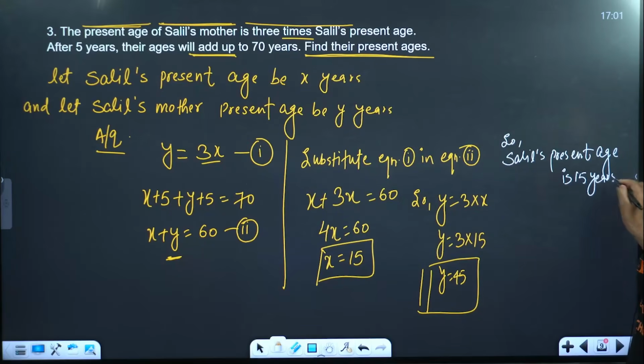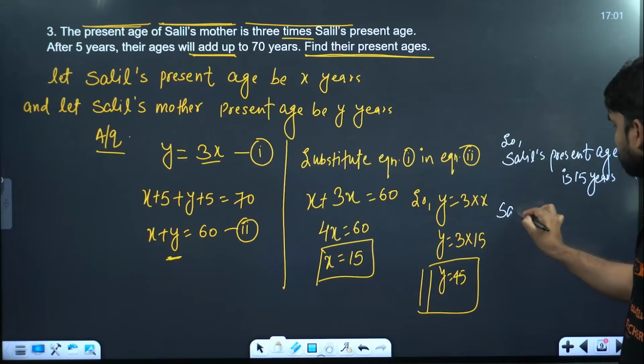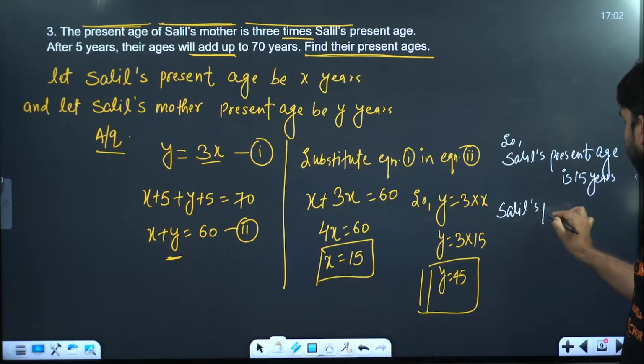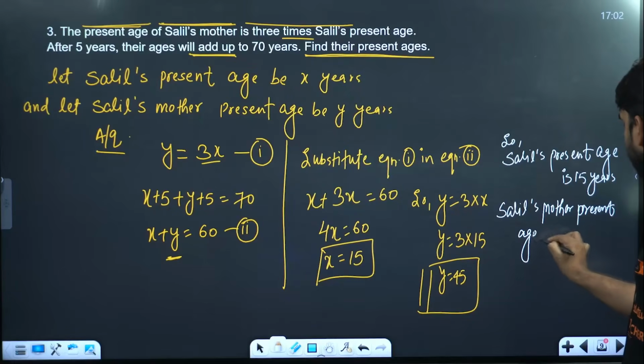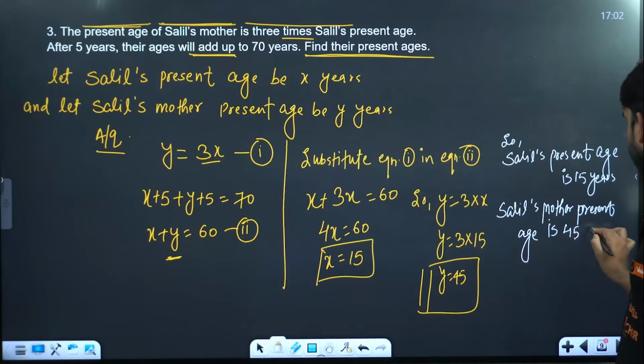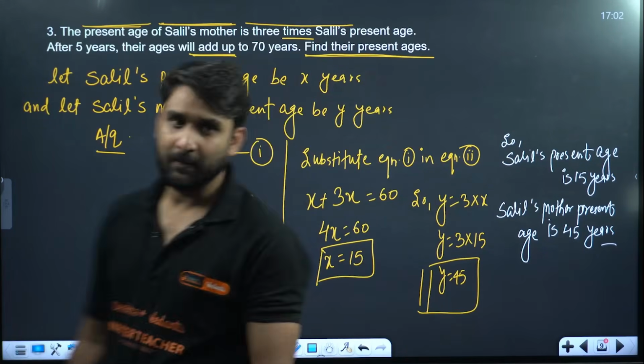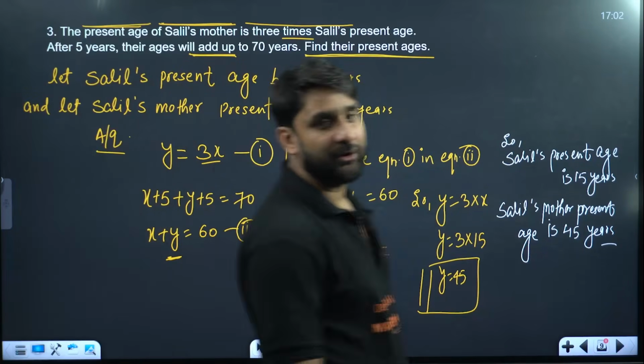Salil is 15 years old, and Salil's mother's present age is what? 45 years. So she is 45 years old, and Salil himself is 15 years old. Okay, I hope this question is clear to you.